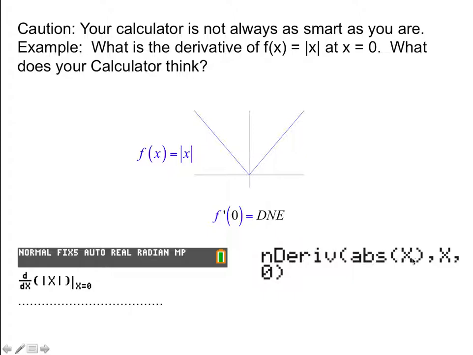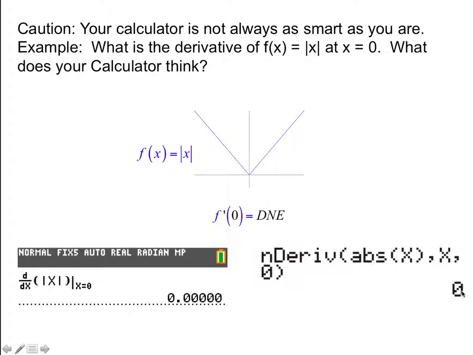Okay, and if we have the older calculator, it's the same key sequence. You just have to remember to separate it with commas. So we know it doesn't exist, but what's going to happen is when we plug this in and hit enter, our calculator is going to give us a value of 0.